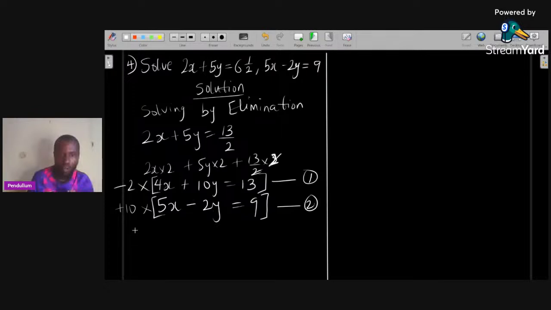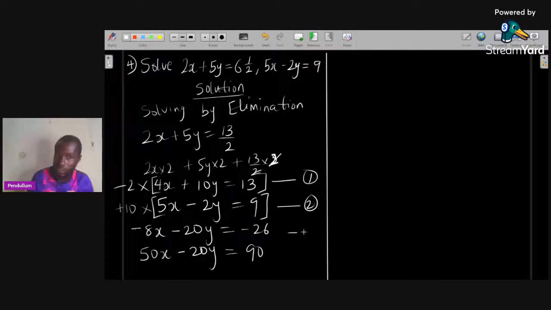So if I multiply through, minus 2 times 4x is minus 8x, minus 2 times plus 10 is minus 20y, is equal to minus 2 times 13 is minus 26. And if I multiply equation 2, 10 times 5x is 50x, 10 times minus 2y is minus 20y. So you can see the coefficient of y in both new equations that we form are the same. And then 10 times 9 is 90. So you can call this 3 and 4. So now this is where we eliminate.